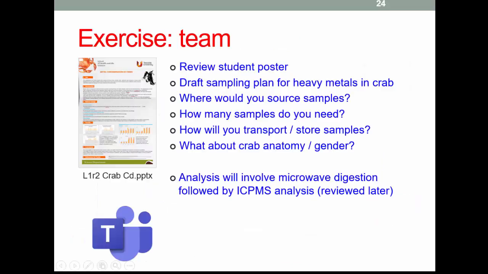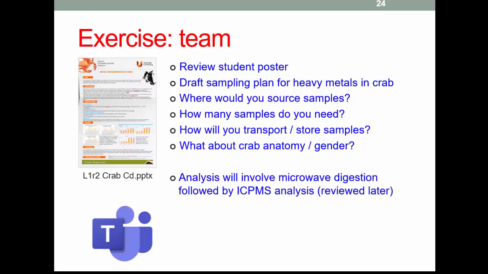Okay, so here's a team exercise. We mentioned the crab poster before. So have a review of it as a team and draft a sampling plan for heavy metals in crab. Where would you get your samples from? Let's see, crabs. How many would you need? How would you transport and store them? What consideration would you give of issues such as crab anatomy and gender?